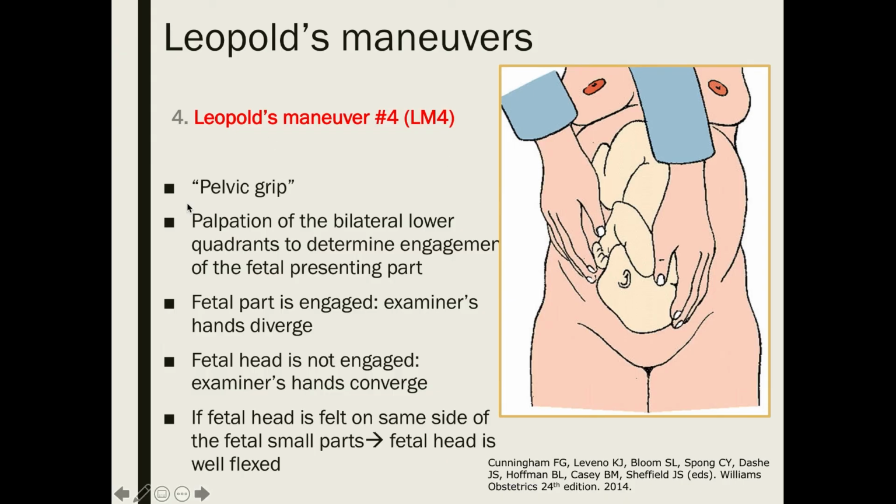Leopold's maneuver 4 will also allow us to determine the fetal attitude. Okay, so if you feel the fetal head on the same side of the fetal small part, such as in this picture, it means that the fetal head is well flexed. However, if you feel the fetal head on the same side as the fetal back, then it means that the fetal head is extended.